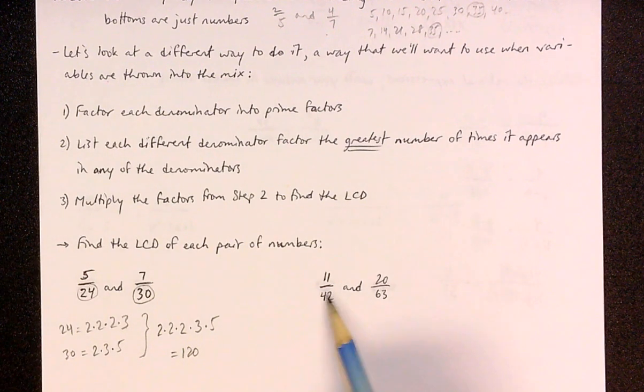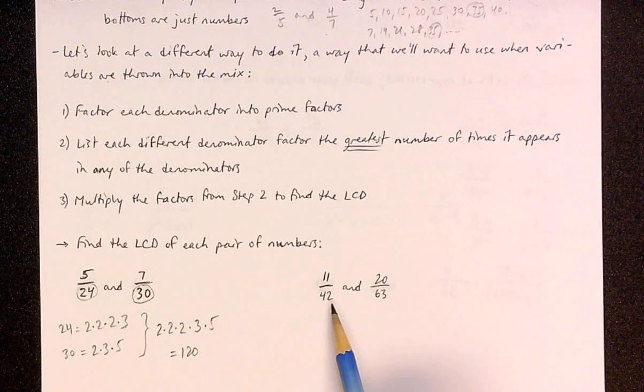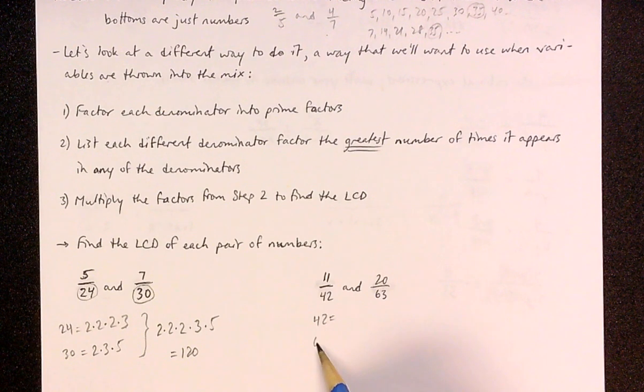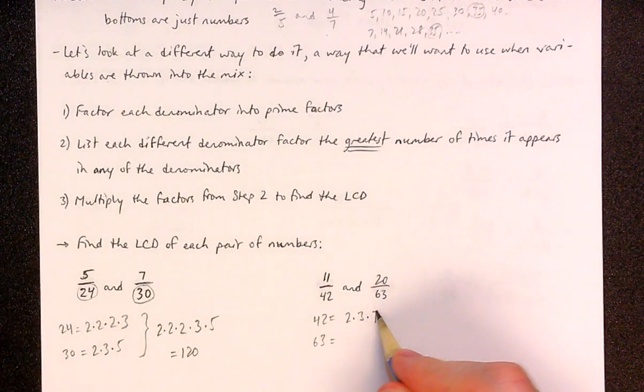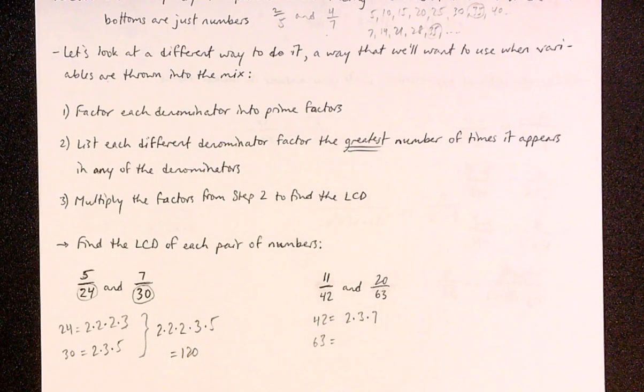We'll do this once again with this sample here, one more to show you how this works. We're working with slightly larger numbers now. 11 over 42 and 20 over 63. So again, I'm going to take each of these denominators and write them each as a product of prime numbers. So 42. 42 is 6 times 7. 7 is prime. 6 is not. We can break 6 down into 2 times 3. So 42 is 2 times 3 times 7.